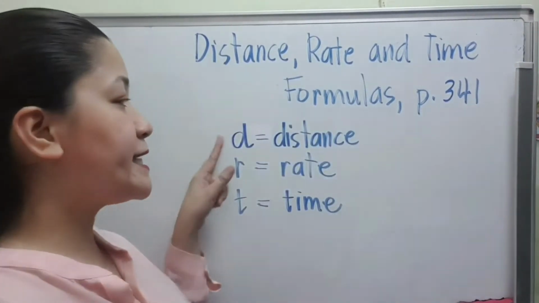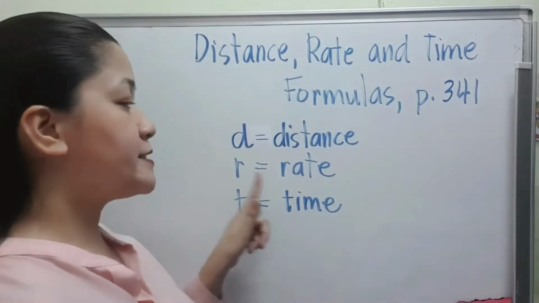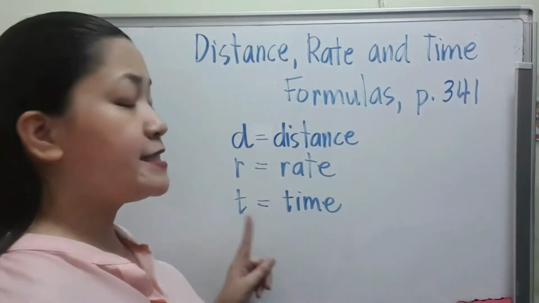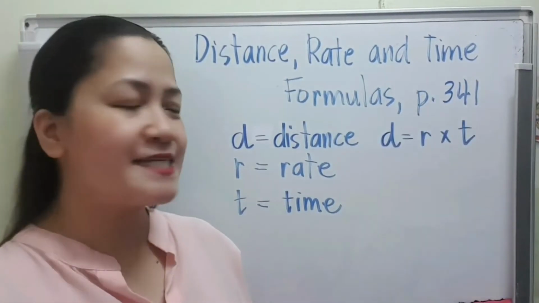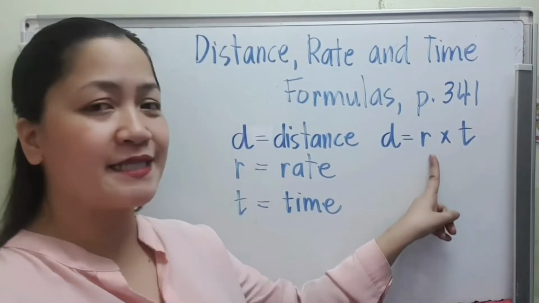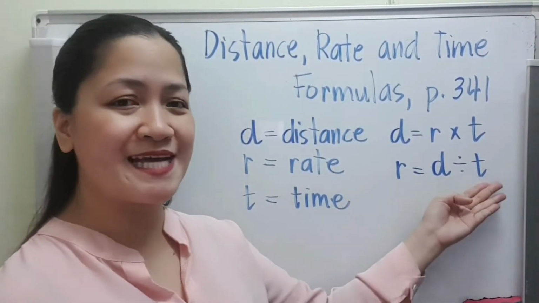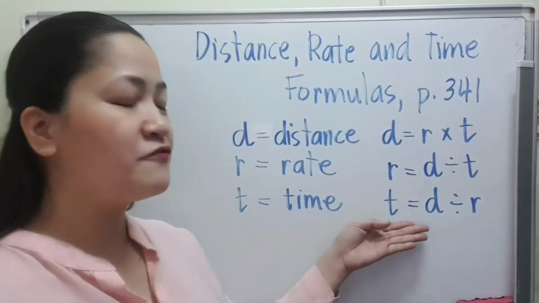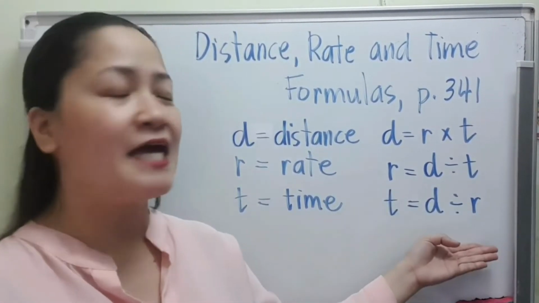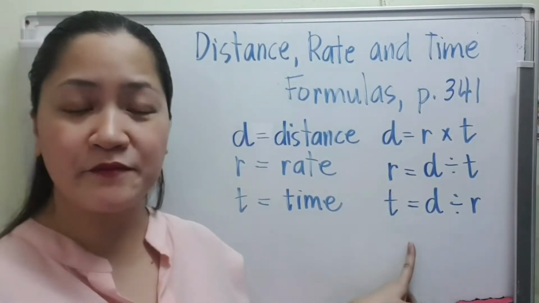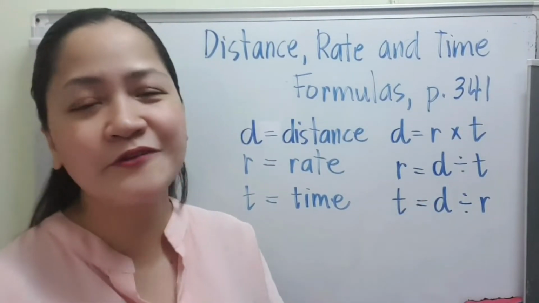Remember that D stands for distance, R stands for rate, and T stands for time. To find the distance, you have to multiply the rate and the time. To find the rate, you have to divide the distance by the time. And to find the time, you have to divide the distance by the rate. Now, you just have to know these formulas and then the lesson will be easy.